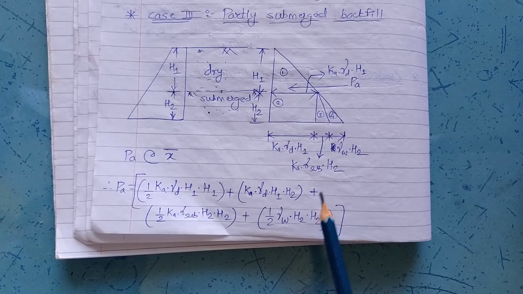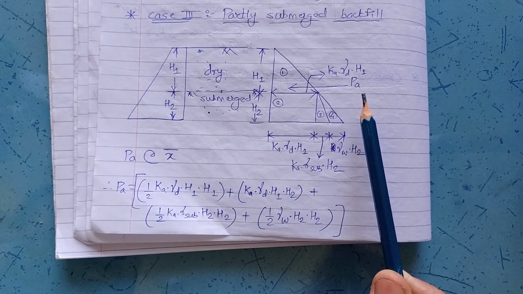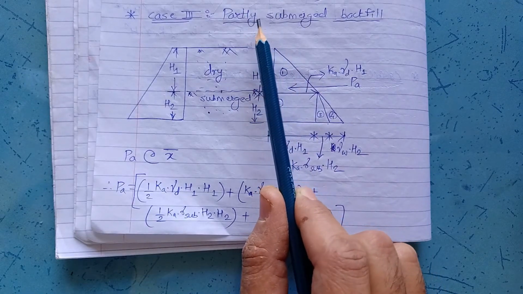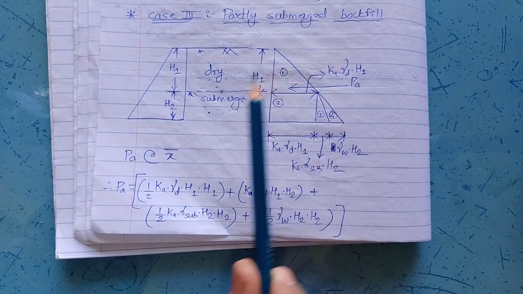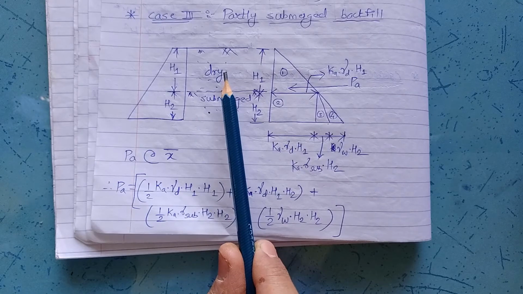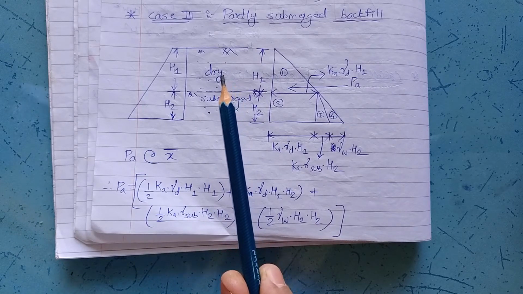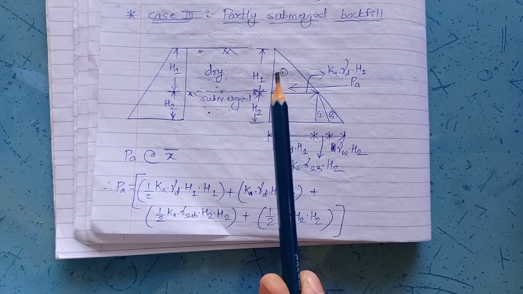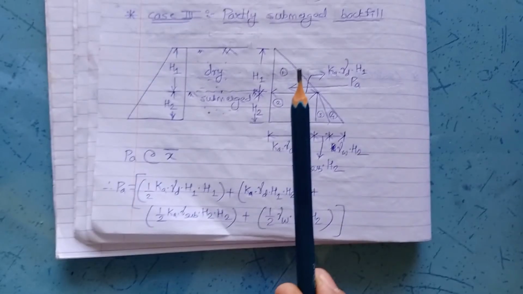In this manner you are supposed to determine the active earth pressure Pa when partly submerged backfill is available, that is submerged backfill, and the remaining portion will be of dry backfill. You must remember all these cases. Now let us move towards case number 4.